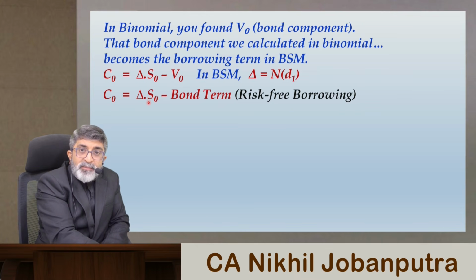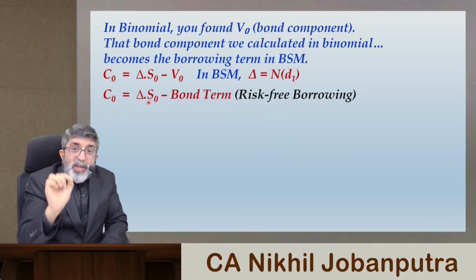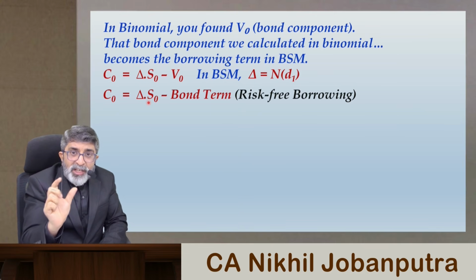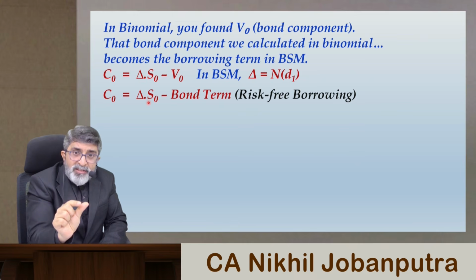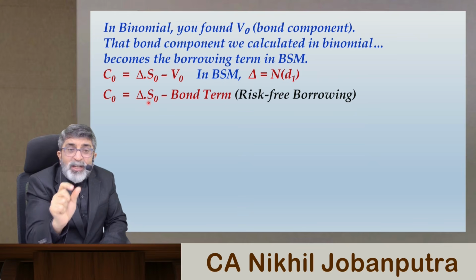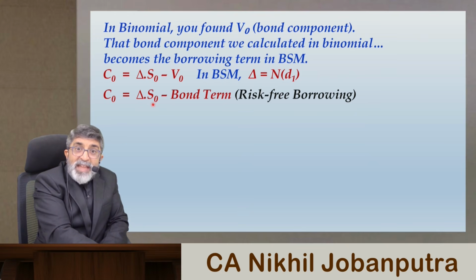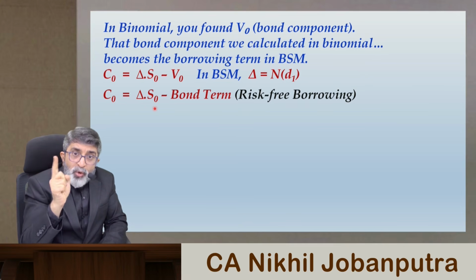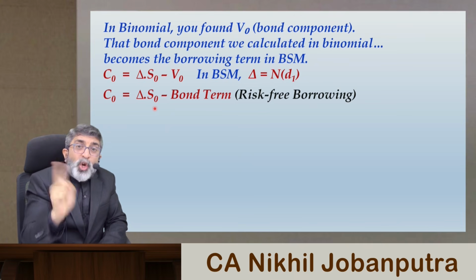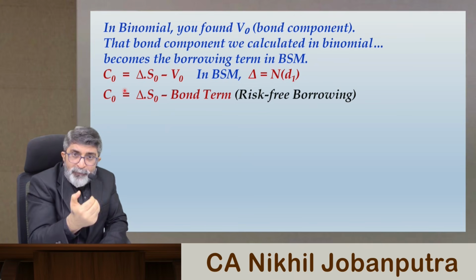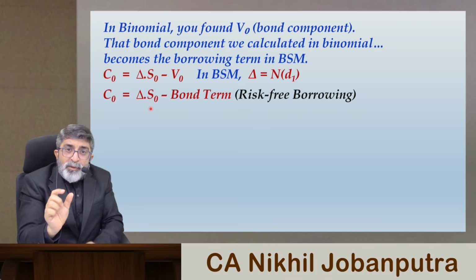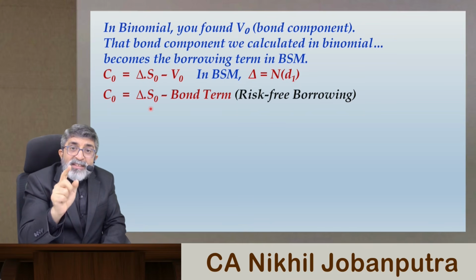S0 was the price of the share. You invested in the share, and whatever investment you made is not the entire share, but the portion of the share that you purchased, that was delta share. So delta into S0 became your investment. That investment was bigger than the money that you received on selling the call. The one call that you sold, or shorted, gave you C0 as a cash inflow, which was smaller than the delta S0 value. To bridge that gap, we made some borrowings at the risk-free rate, that was V0.